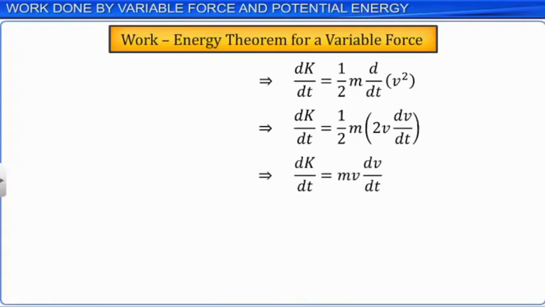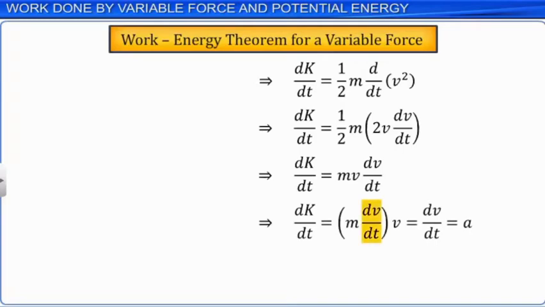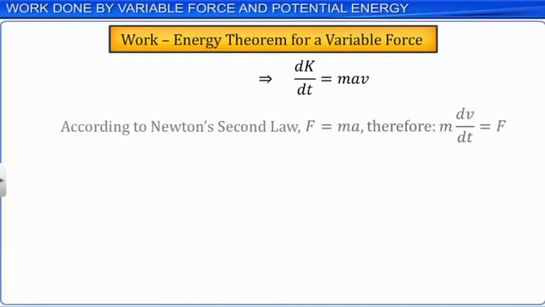This can also be written as dK by dt = m dv by dt into v. On the right side of the equation, we know that dv by dt is the rate of change of velocity, which is the acceleration of the body. Thus, we get dK by dt = mav. However, according to Newton's second law, F = ma. Therefore, we get dK by dt = Fv.